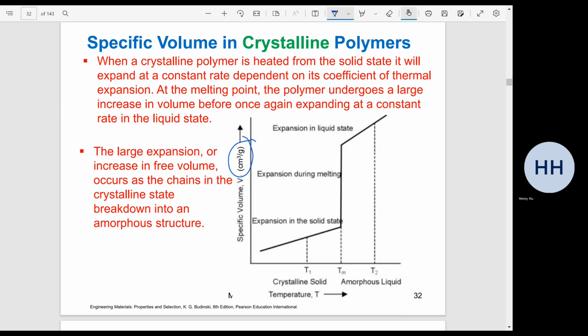Once again, constant things or expansion or increasing the free fall occurs as the change in the crystalline state.